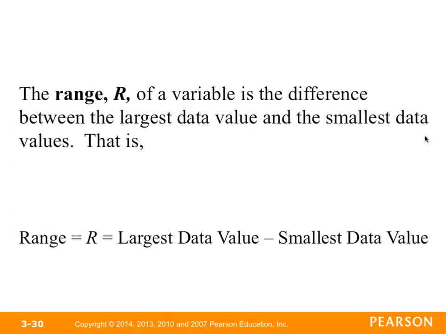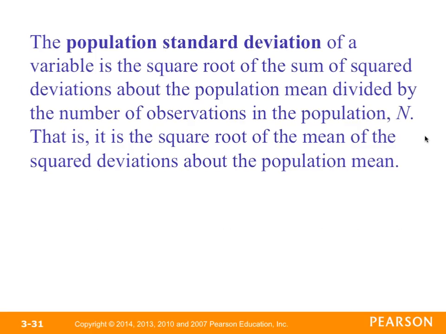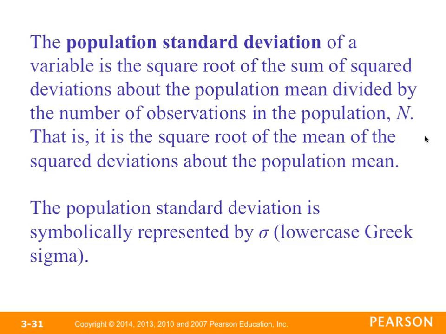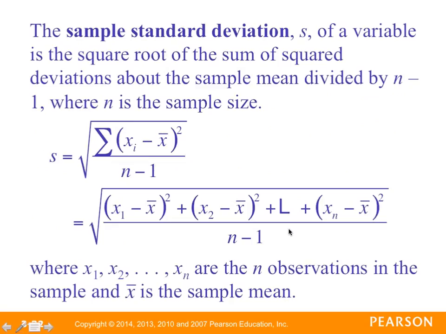Range is always just the highest number minus the lowest number. And then population standard deviation is basically what you do is you take the square root of the sum of the squared deviations around the mean. What you'll see here is it's typically denoted with this sigma. It's a Greek letter, and here's the actual formula.